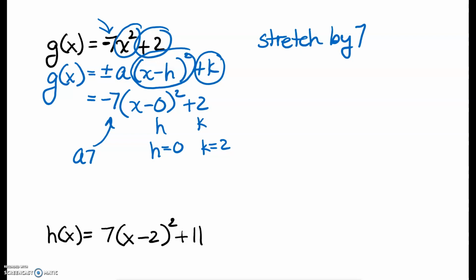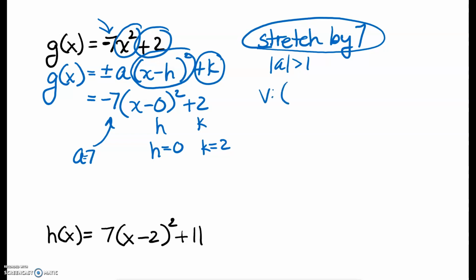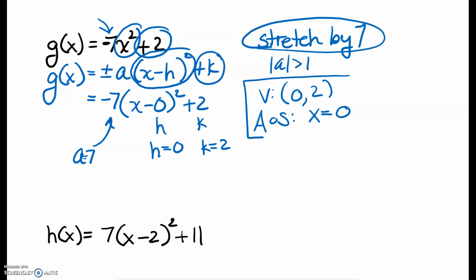Okay, we'll finish up these examples really quick. All right, so we already said we had a factor of 7 here. Our h is 0, our k is 0. Because the absolute value of a is greater than 1, we have a stretch, and it's a stretch by 7. Our vertex here is h comma k, so it's 0 comma 2. And our axis of symmetry is x equals h or x equals 0.